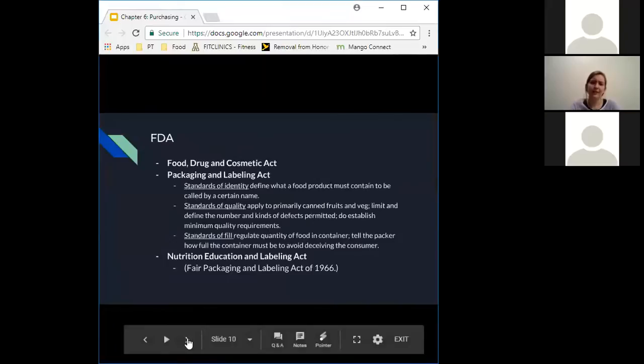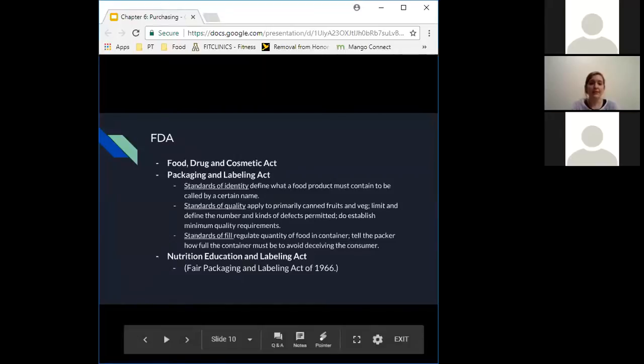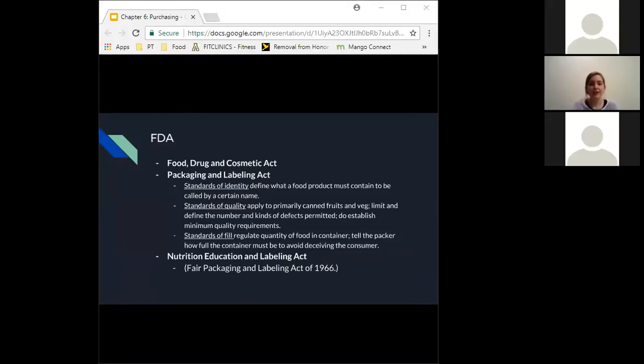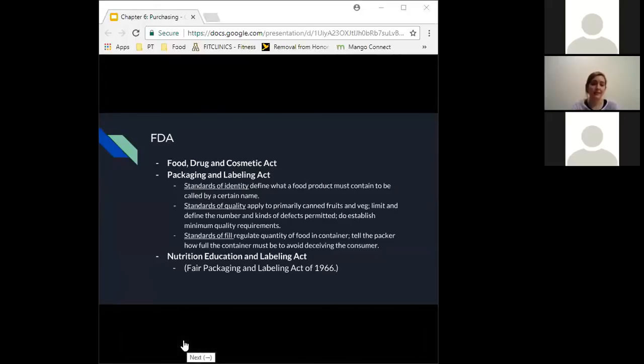According to the Food, Drug, and Cosmetic Act, food is considered adulterated if it contains substances that are injurious to health, any part is filthy, it is prepared or held under unsanitary conditions, or it contains portions of diseased animals. The FDA enforces standards of identity, quality, and fill under the Packaging and Labeling Act. And under the Nutrition Labeling and Education Act, the FDA enforces our labeling requirements, which were first made mandatory with the passage of the Fair Packaging and Labeling Act of 1966.